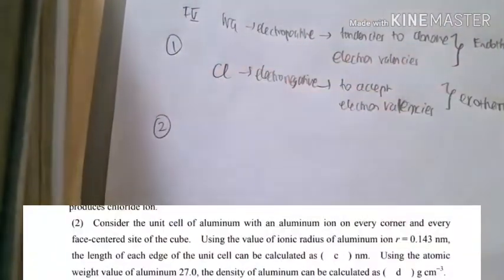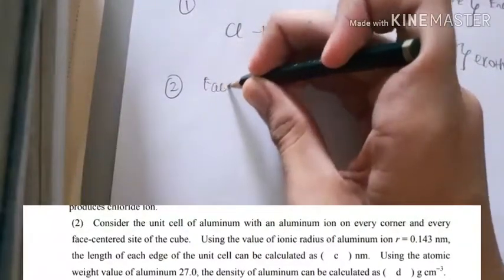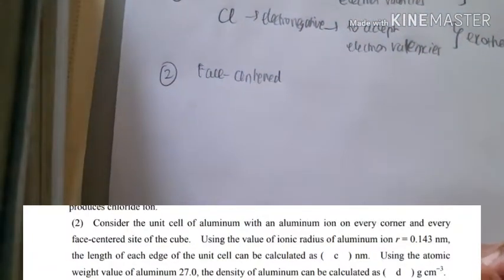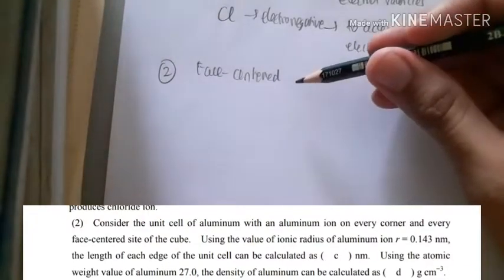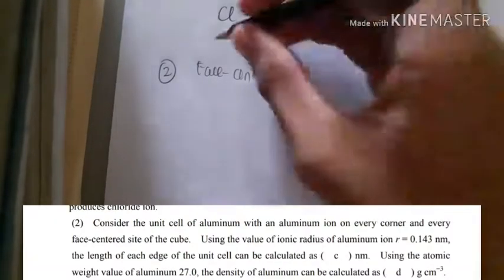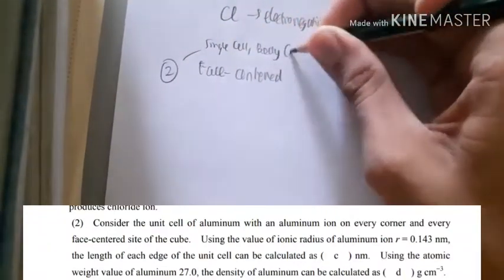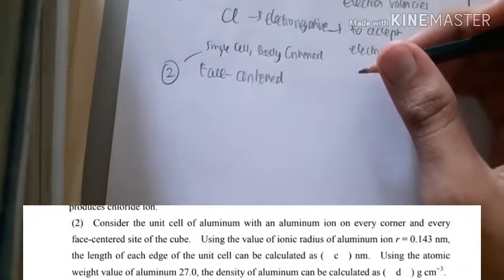Alright then, number 2. Consider a unit cell of aluminium with an aluminium ion on every corner and every face-centered side. If you didn't know this topic, please review face-centered cubic. It is available on the internet. Anyway, there are 3 types of unit cell: simple cell, body-centered, and face-centered. In this question, they ask about face-centered.